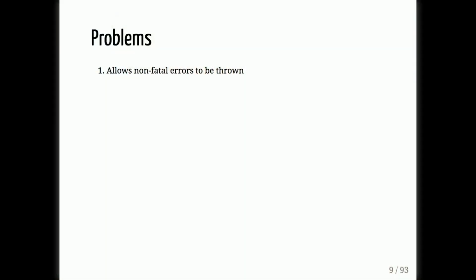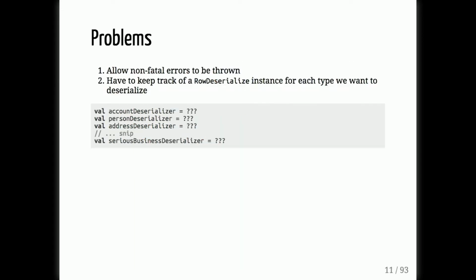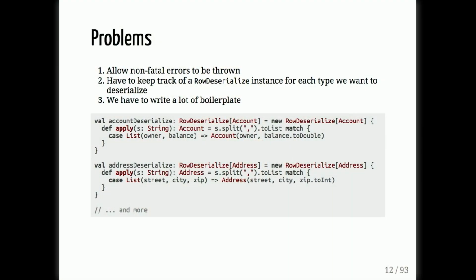But there are three big problems here. We allow non-fatal errors to be thrown. So if we were to try to deserialize something with a trailing comma, we might get a match error, maybe a number format exception. So that doesn't meet our first constraint. We also have to keep track of each row deserializer instance for every type we want. There might be a whole bunch of these, till we get to our serious business deserializer, which is where we really get to the heart of our logic. And then we have to write a lot of boilerplate, and that's also closely related to item number 2.